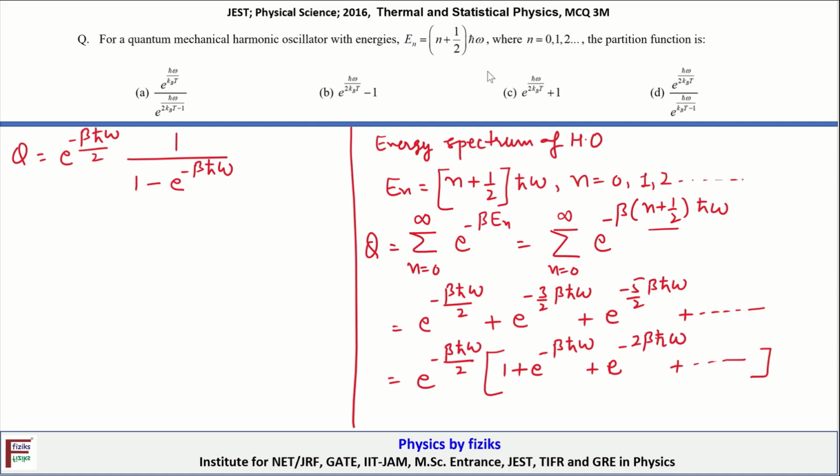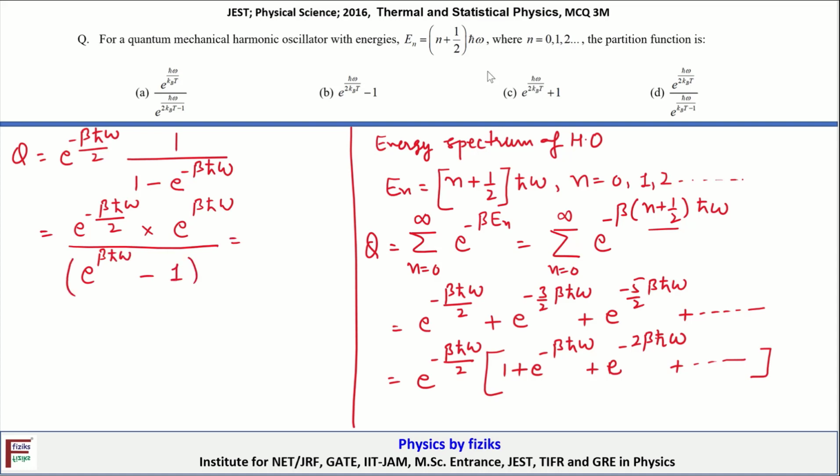This is further equal to, if we take exponential minus beta h cut omega outside, this can be further rewritten as exponential minus beta h cut omega by 2. Okay, so what I'm doing is I'm taking this exponential minus beta h cut omega from the denominator outside, so that in the numerator this will become exponential beta h cut omega, and in the denominator we will be left with exponential beta h cut omega minus 1.